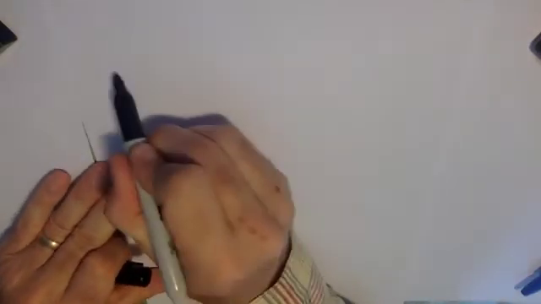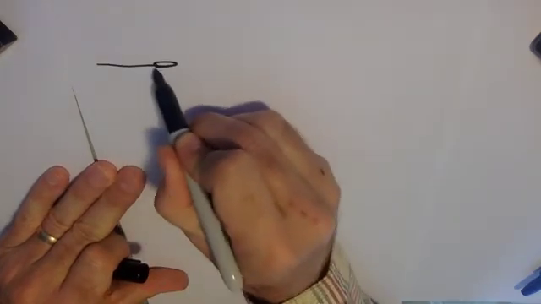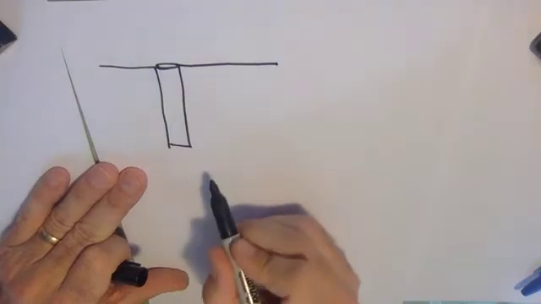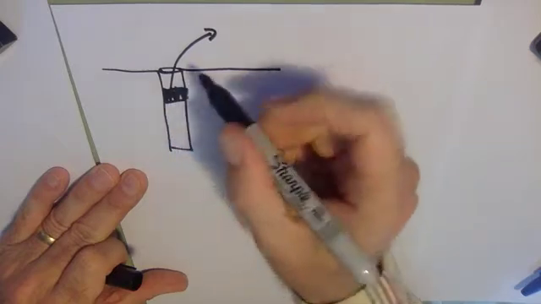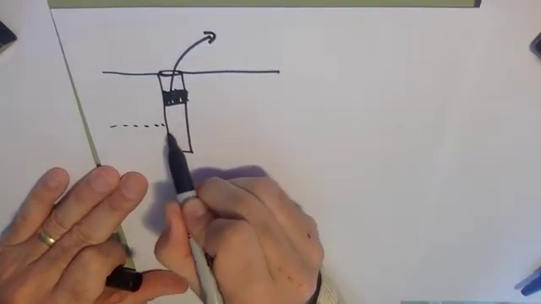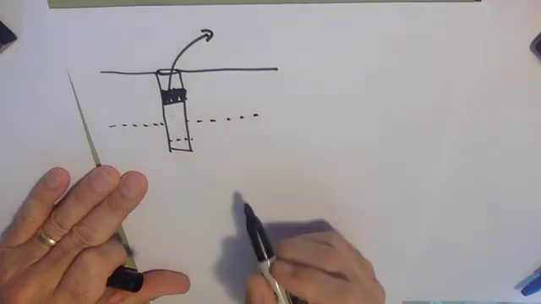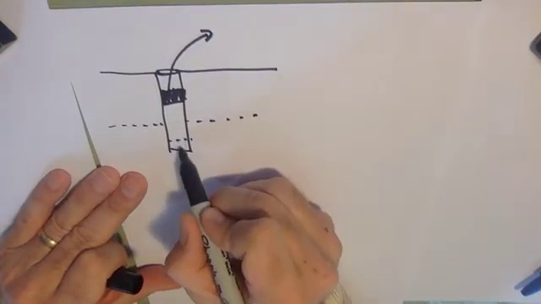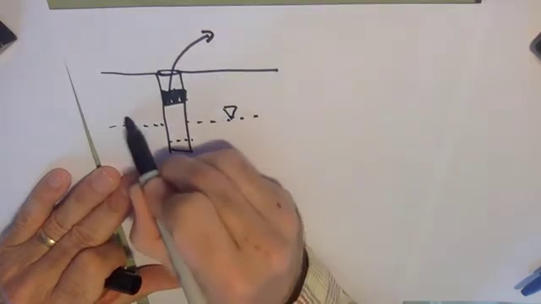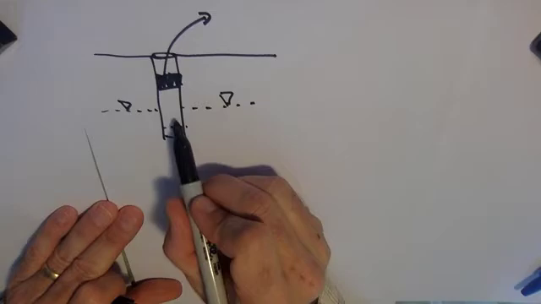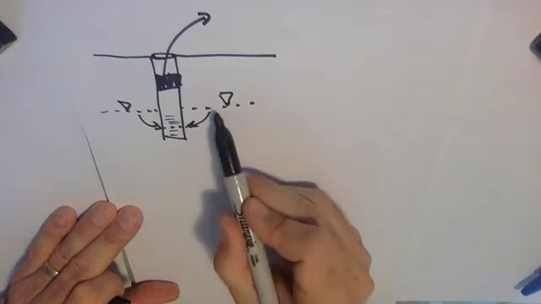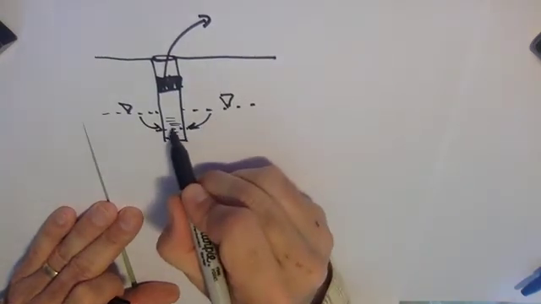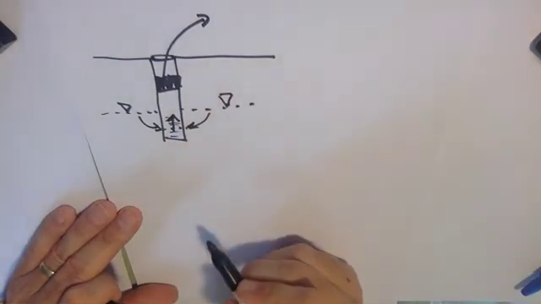All right, so what you do after that is you pull the slug out, right? And what happens is for just a few seconds, the water level in the well is lower than the water level on either side. So the water rushes in from the surrounding ground and wants to raise the level of the water back inside the well.